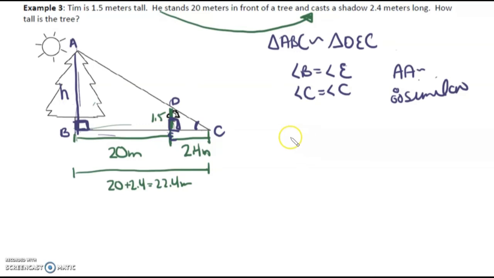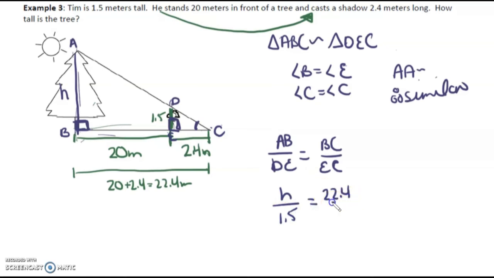So let's call the height of the tree H. Usually I do the big triangle over the little triangle, so we'll go AB over DE, and then BC, this entire length, so BC over EC. Then we want to sub it in. So I have H over 1.5 equals 22.4 over 2.4, because the EC is just this length right here.